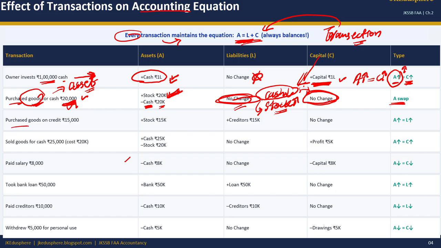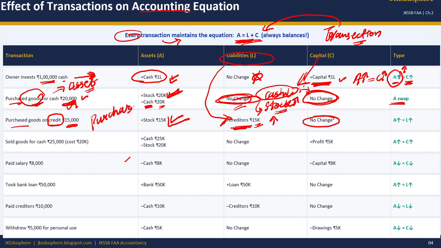The next part is purchase of goods on credit. We have purchased goods on credit of 15,000. So stock will increase, our assets are increased. Then creditors, we have a liability with creditors of 15K. Liability will also increase. Capital will have no change. We have to remember this whenever we purchase goods on credit, capital does not change.